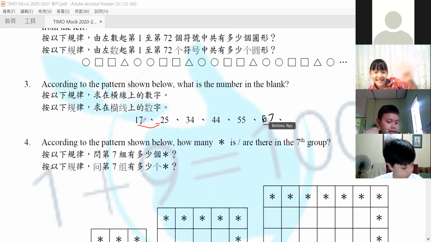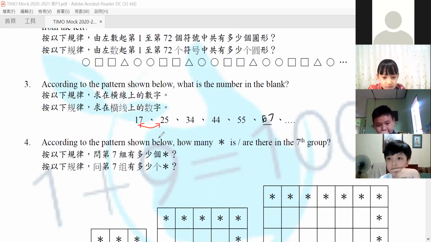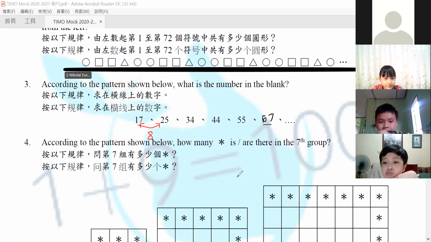Now, every time we see a pattern of numbers like this, we ask what exactly is the difference between every two adjacent numbers. For these two numbers, the difference is 8, right? How about 25 and 34? The difference will be 9. And when we talk about 34 and 44, the difference will be 10.